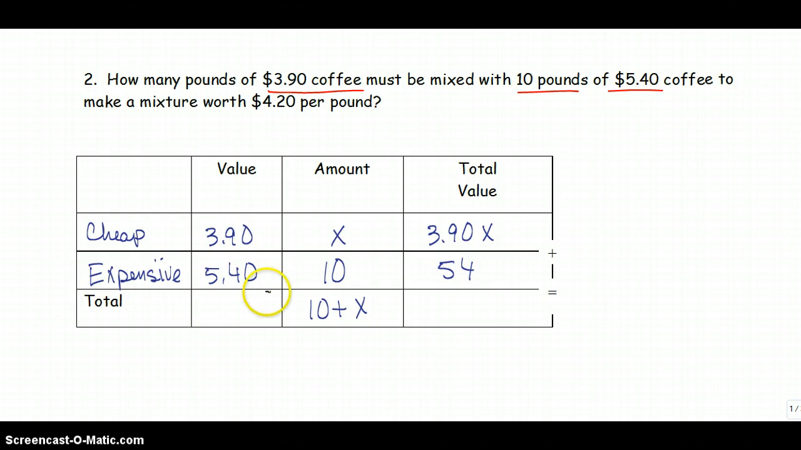Oops, and I left something out. I want my new mixture to cost $4.20 a pound. So I need to make sure that I have $4.20 right here, and that's going to tell me what my total value is. So once again, I'm going to distribute. 4.20 times 10 is going to give me 42 plus 4.2x. Now I have my equation.